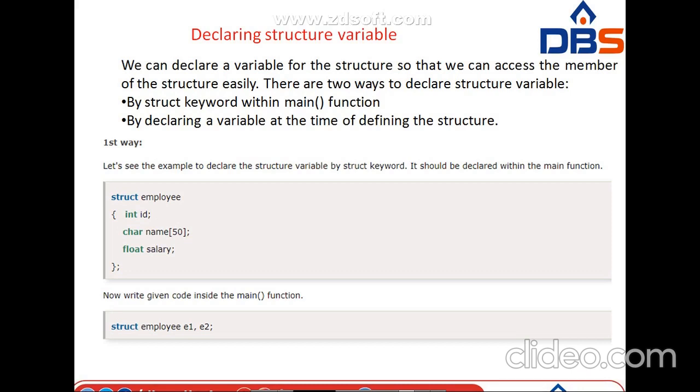when we declare a variable for the structure, so that we can access the members of the structure easily. Okay, see for example, if I want to access the id, it is possible after declaring a variable. Okay, if I want to access the name without declaring a variable, I can't access the name. Okay, see here, generally we write the structure syntax above the main function, with the struct keyword within the main function. Okay, or by declaring the variable at the time of defining the structure also.